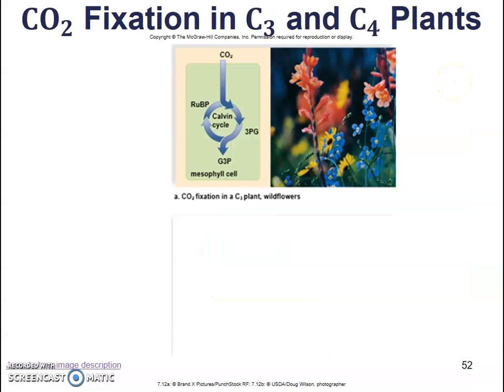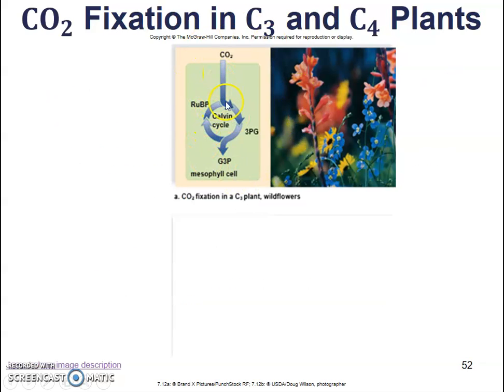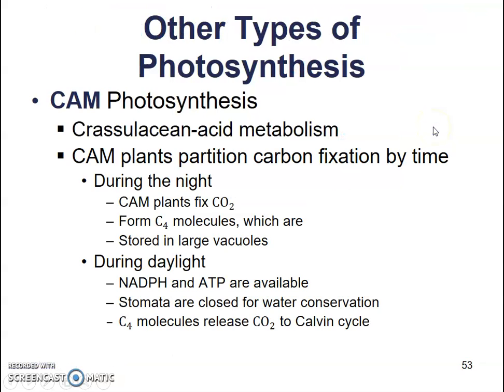CO2 fixation in C3 and C4 plants. So here we see the Calvin cycle in a wildflower. Other types of photosynthesis, CAM photosynthesis. I'm probably going to pronounce this wrong, guys. I'm having trouble pronouncing words today. Crassulacean acid metabolism. I know I butchered that. Sorry, guys. CAM plants partition carbon fixation by time.